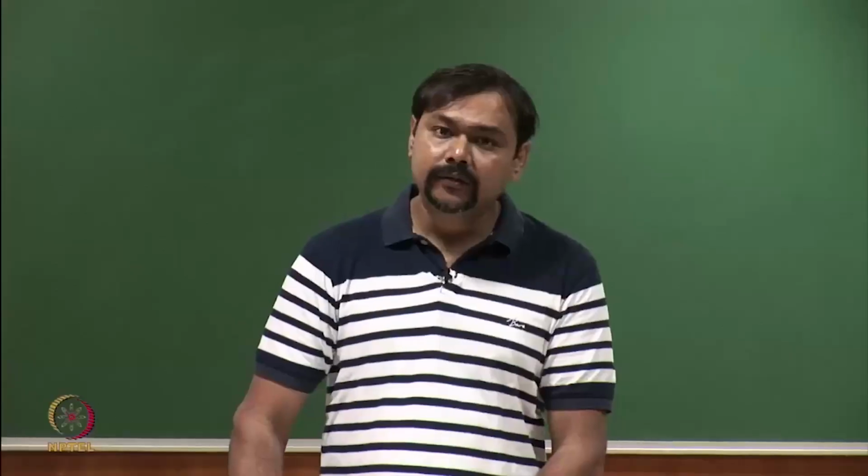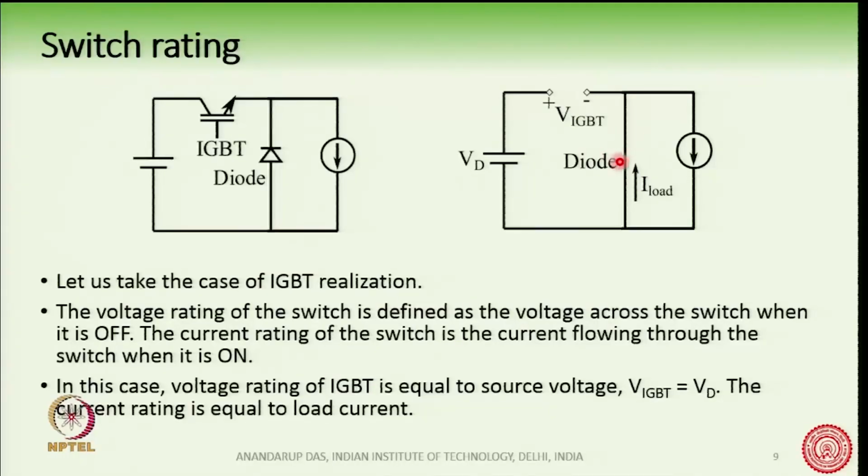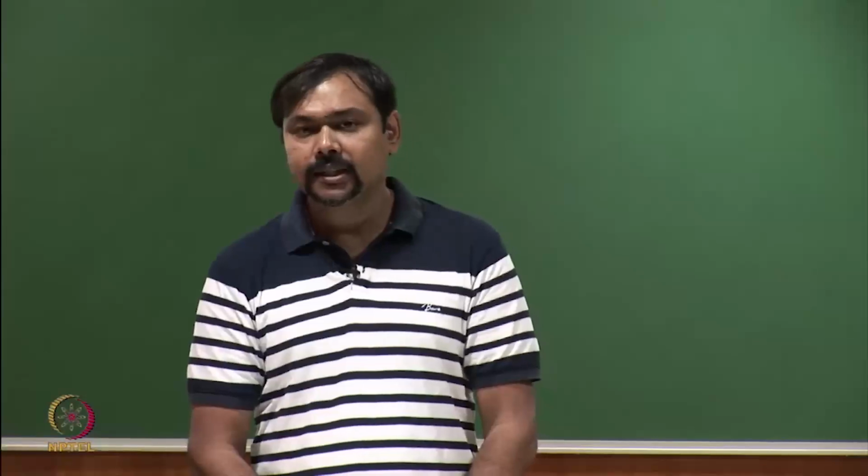Now, what is the current rating of the IGBT? The current rating of the IGBT will be equal to the load current, because when the IGBT is conducting, the diode will be turned off because it will be reverse biased, and so the load current is flowing through the IGBT. Therefore, the current rating of the IGBT is equal to the load current. So, the voltage rating of the IGBT is equal to the source voltage, and the current rating of the IGBT is equal to the load current.